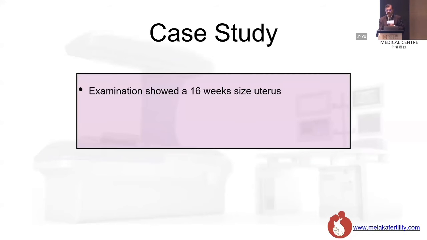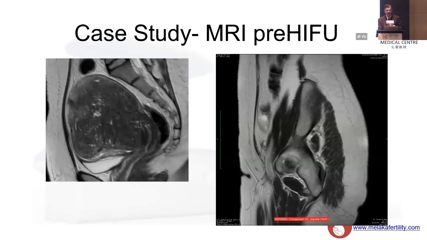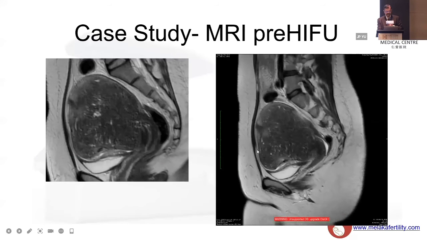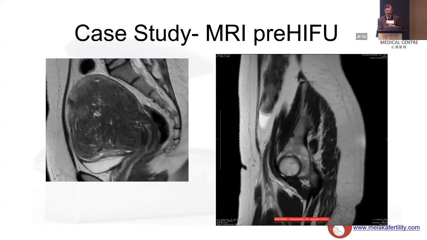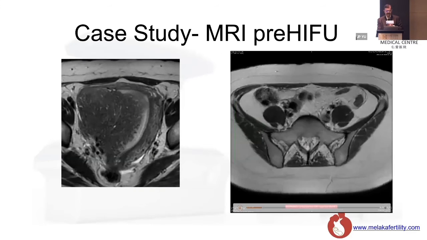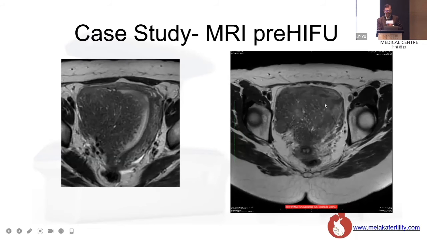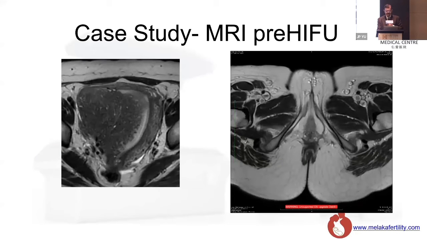Now she came to see me. Examination showed a 16-week size uterus. Ultrasound showed a large posterior adenomyosis measuring 9.63 times 10 times 8.56 centimeters. And this is how it looks. Look at it. It's a large adenomyosis. You can see that it's a very large adenomyosis. And this is the transverse view of this uterus. You can see that the adenomyosis was more on the right side, involving the endometrial cavity. So we did HIFU for her.